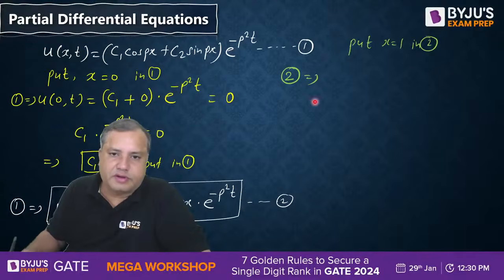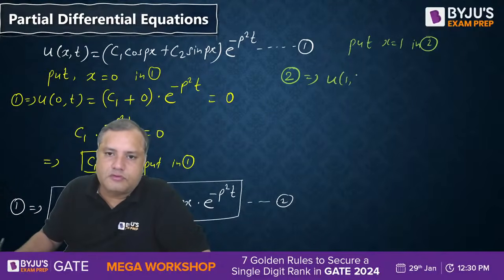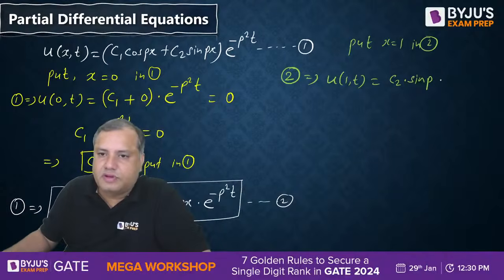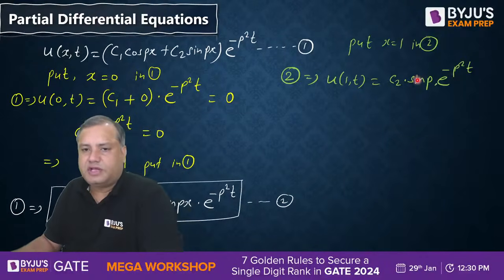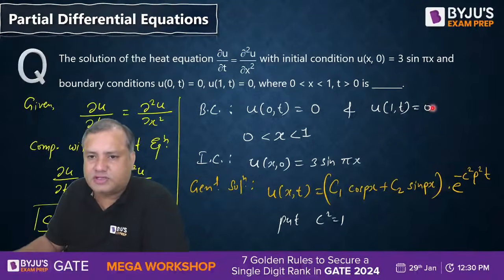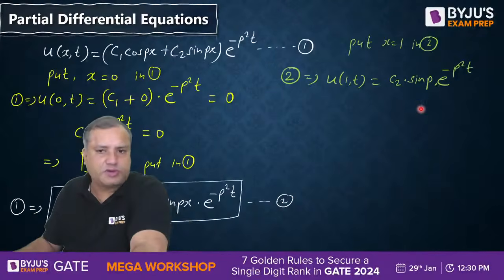x equal to 1. So u of 1 comma t, x equal to 1. So c2 sin p e to the power minus p square t. Now see here, students, this quantity after putting x equal to 1, this is also 0. This boundary condition is also 0.